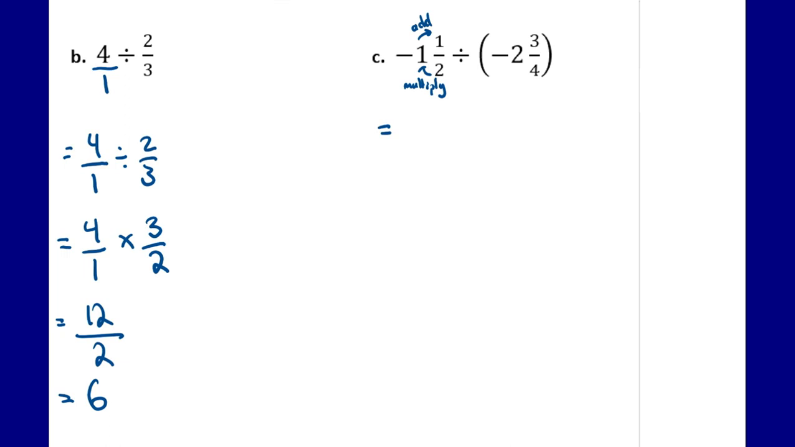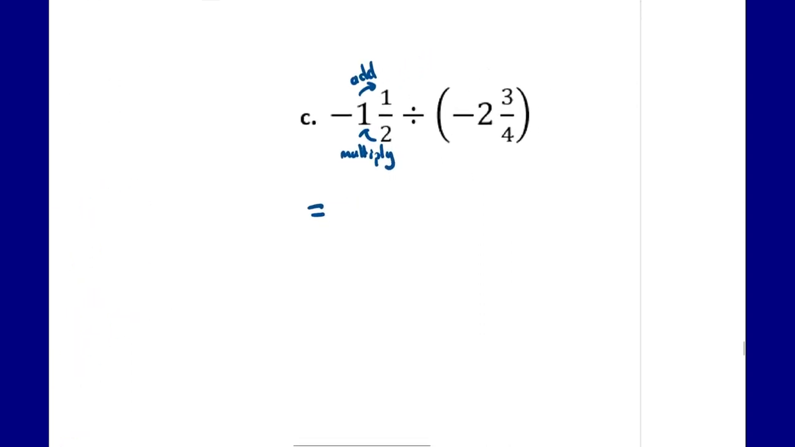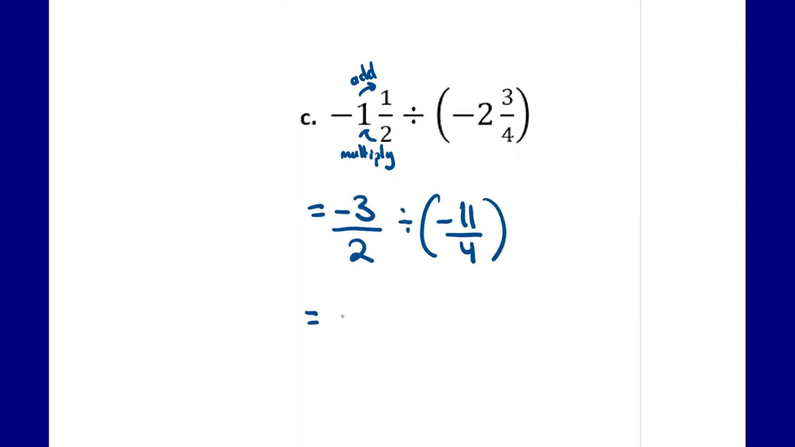Because if I did negative 2 plus 1, that leaves me back at negative 1. But it's saying I have a whole fraction. So 2 times 1 is 2, plus 1 is 3. The negative carries through, so it's negative 3 over 2. Divided by, it's going to be a negative number, so 4 times 2 is 8, plus 3 is 11, so negative 11 over 4. Because I'm dividing, I flip the second fraction.